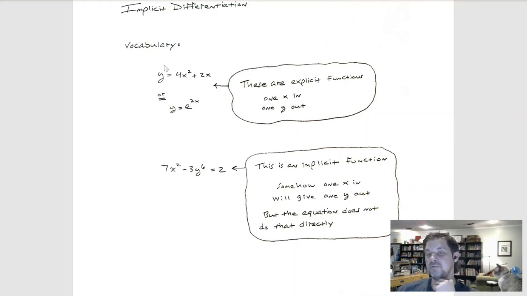Okay, so if you look at this first equation, if I was to plug in an x and I did the calculation, it would tell me what y is. One x in, one y back out. And same thing with this other one. If I was to plug in an x, I'd have to do all the math. I might even need a calculator, but then I would get one y back out. So those are explicit functions.